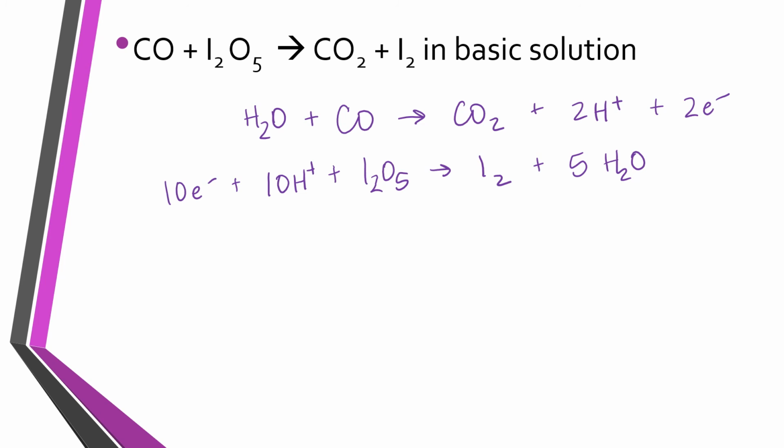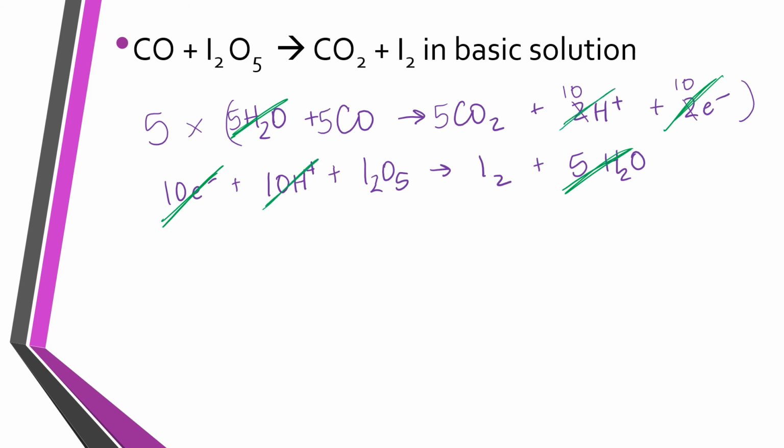So in order to make my electrons balance, I'm going to have to multiply this through by 5. That gives me 5 waters, 5 carbon monoxides, 5 carbon dioxides, 10 hydrogens, and 10 electrons. So now I'm going to cancel out my like terms. Electrons have to cancel. I have 5 waters, 5 waters. I have 10 hydrogens, 10 hydrogens. And you know what?